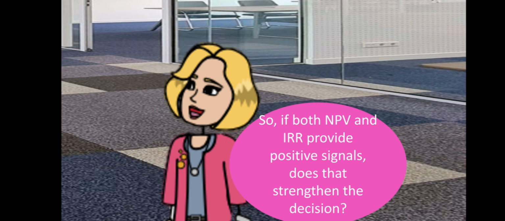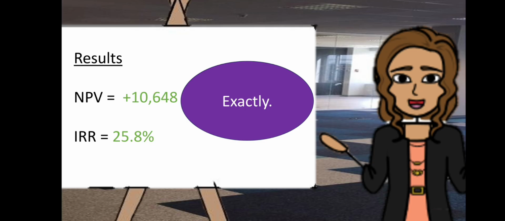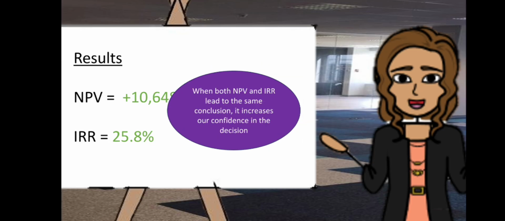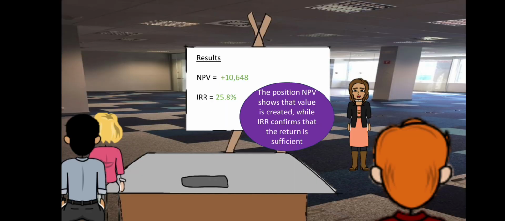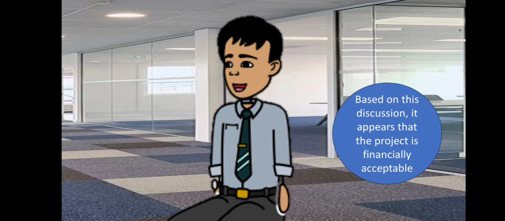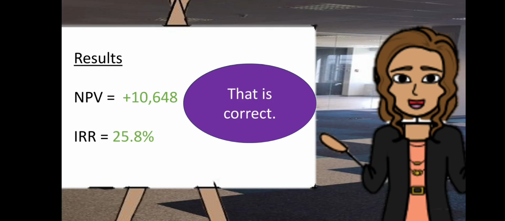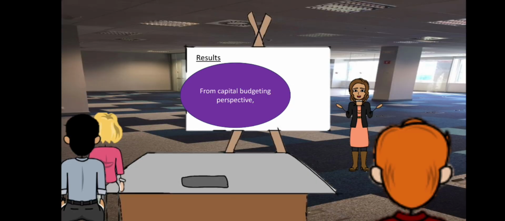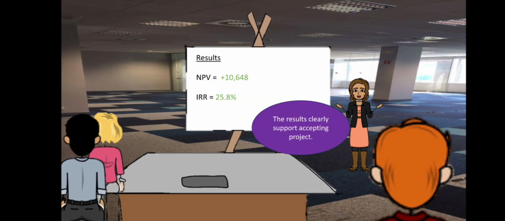So, if both NPV and IRR provide positive signals, does that strengthen the decision? Exactly. When both NPV and IRR lead to the same conclusion, it increases our confidence in the decision. The positive NPV shows that value is created, while the IRR confirms that the return is sufficient. Based on this discussion, it appears that the project is financially acceptable. That is correct. From a capital budgeting perspective, the results clearly support accepting the project.